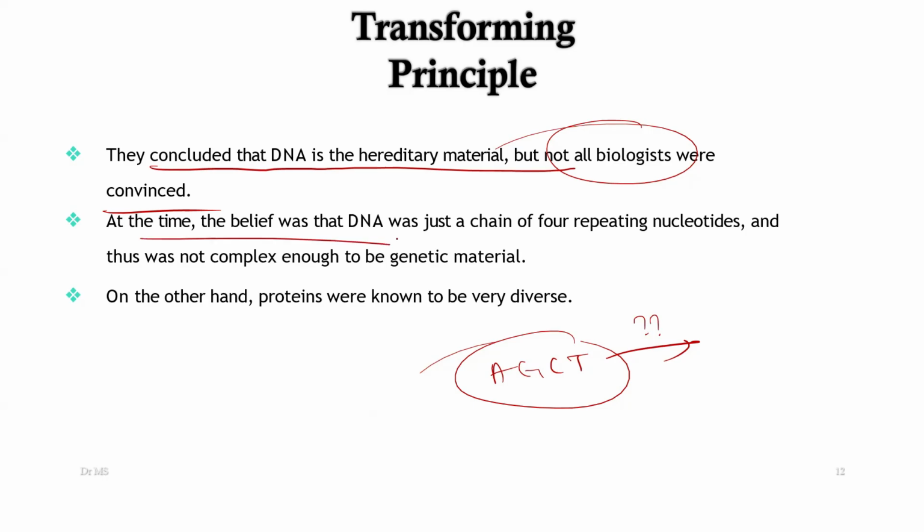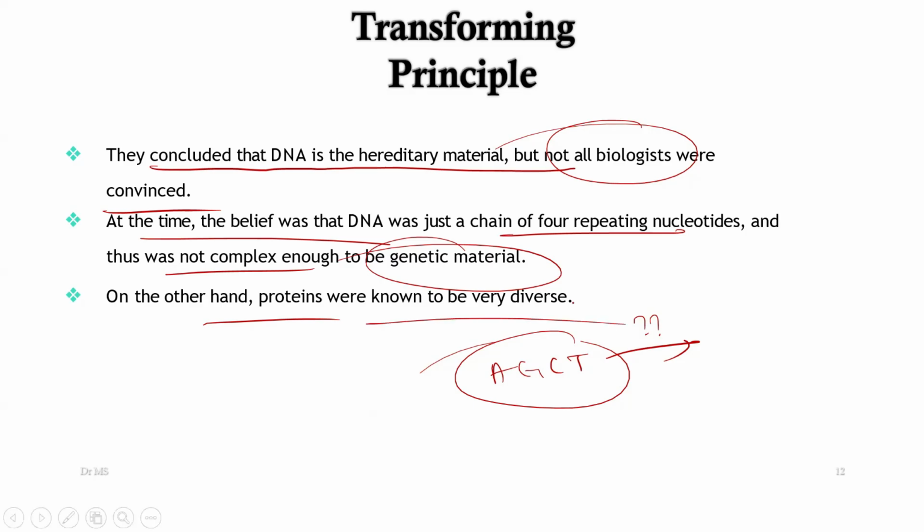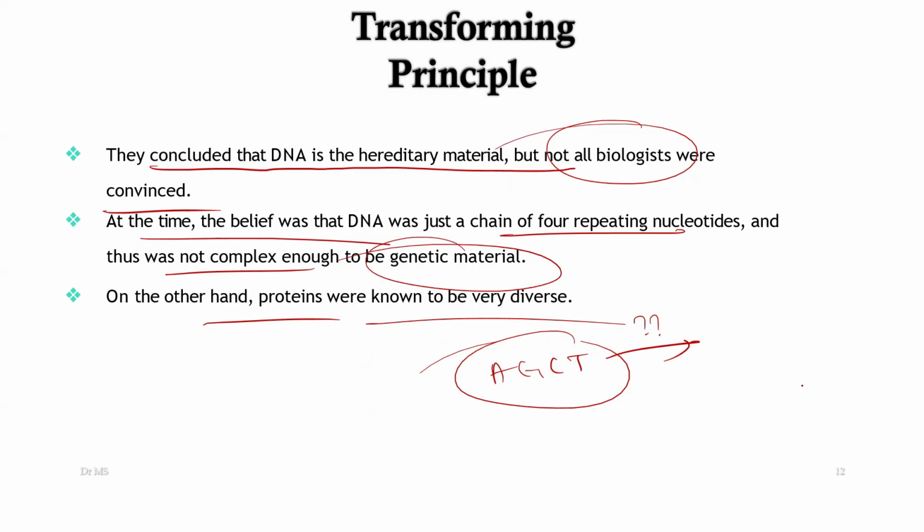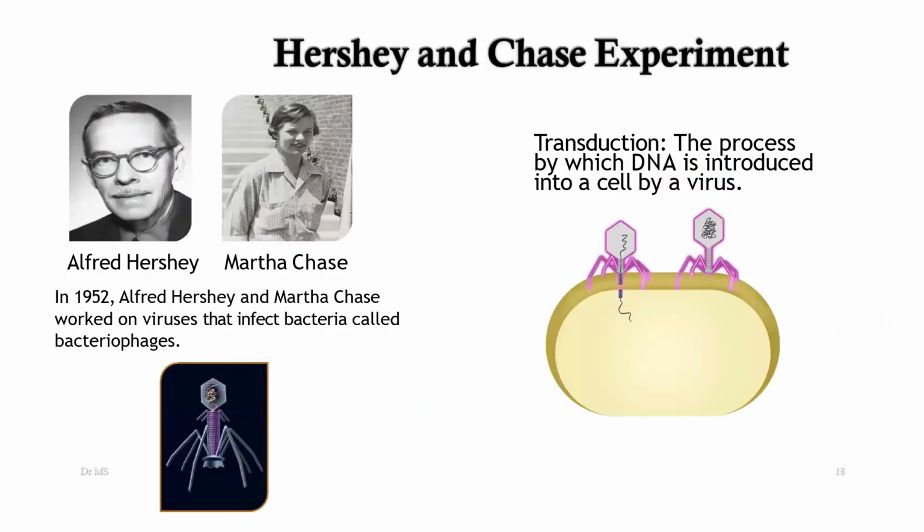So see here, at the time, the belief was that DNA was just a chain of four repeating nucleotides and was not complex enough to store the genetic material. On the other hand, protein was very diverse, so it could be the genetic information. That's what other scientists used to argue. So, in order to prove without any exception, what we call unequivocal proof, this word is clearly mentioned in the NCERT also, the unequivocal proof is given by the Hershey and Chase experiment. Remember this. Understood? By using the bacteriophage.